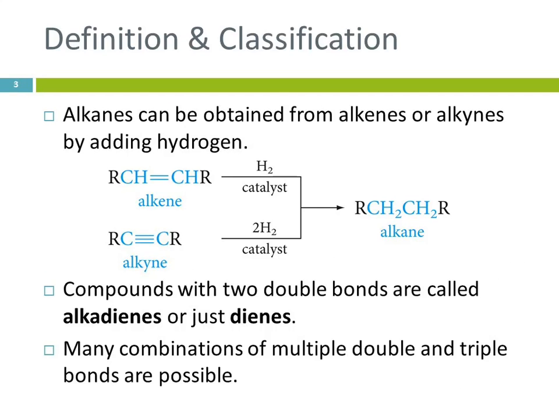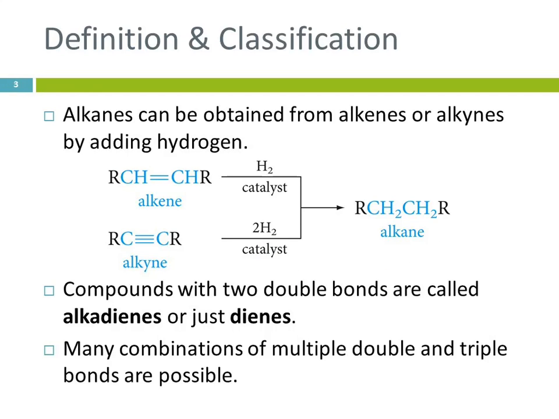We can make alkanes from alkenes or alkynes by adding hydrogen. So here's an alkene. There's a double bond between two of the carbons. If we add hydrogen to that and put a hydrogen in here and a hydrogen in here, we can break the double bond and we can make an alkane. So putting more hydrogen in. This is unsaturated. This is saturated, full of hydrogens. An alkyne has a triple bond. You can break two of the bonds in that triple bond and put hydrogens in there and end up with an alkane.